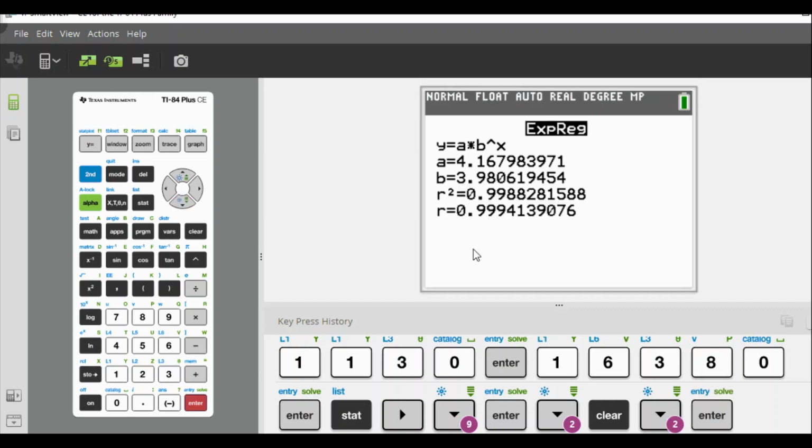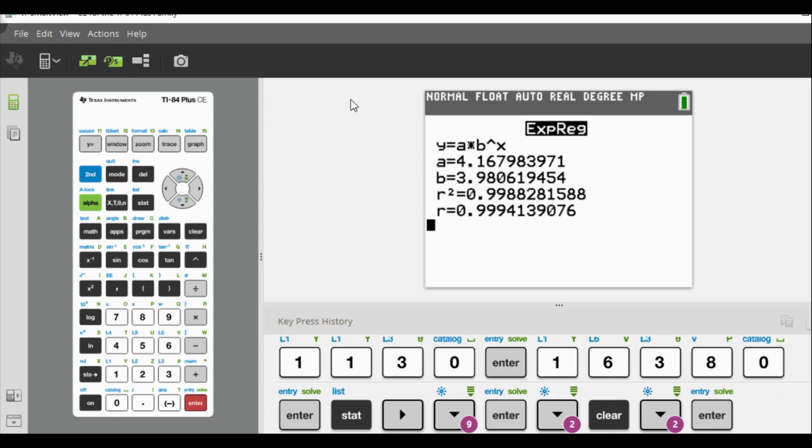The calculator is going to give us y equals a times b to the x power. And so we're going to record to the nearest thousandth what a was. So a is 4.1679, which rounds to 4.168. And our b value is going to be 3.981.